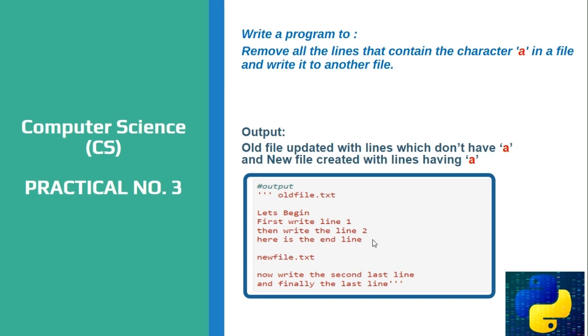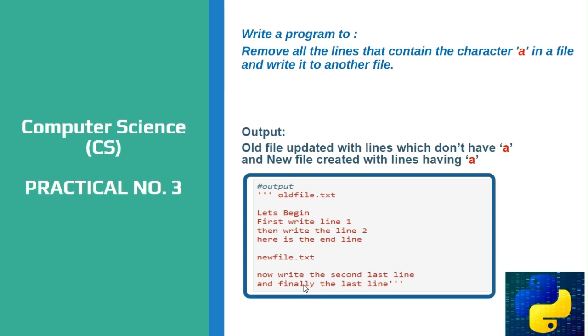So our output will be like: let's begin, first write line 1, then write line 2, and here's the end line. If you watch, there is no A character in these 4 lines. In the new file we have now write the second last line and finally the last line. These have the character A, so that's why they are in the new file.